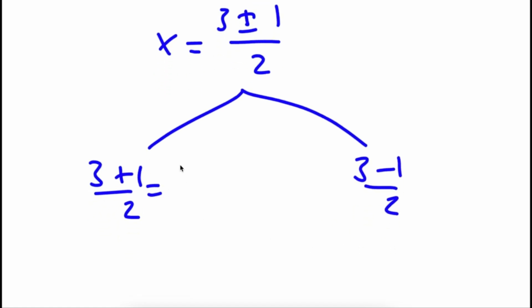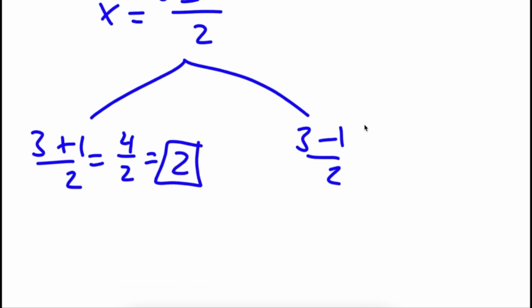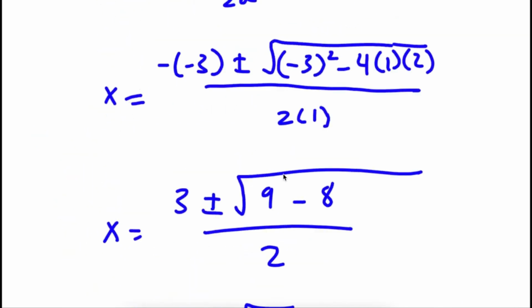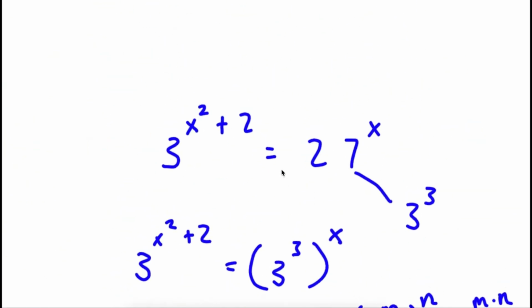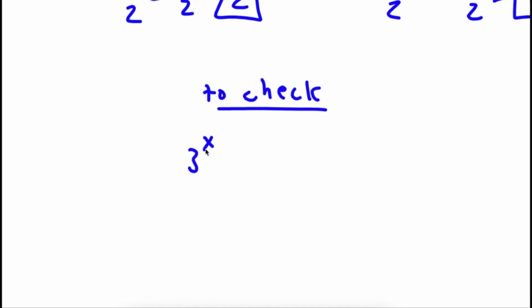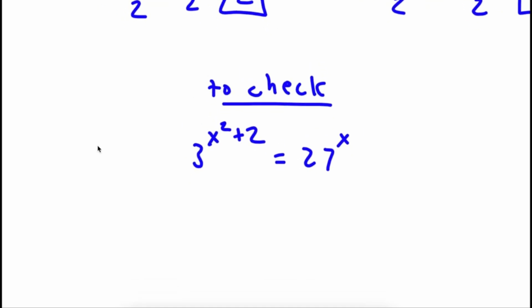So for 3 plus 1 over 2, this is equal to 4 over 2, which is simply equal to 2. For 3 minus 1 over 2, this is equal to 2 over 2, which is equal to 1. So 2 and 1 are my values for x. Now to check, I started with 3 to the power of x squared plus 2 is equal to 27 to the power of x. Let's first try x is equal to 1.